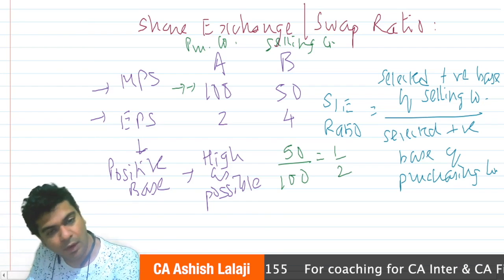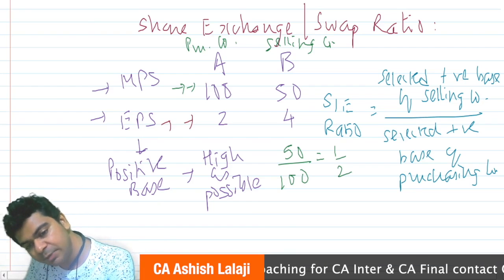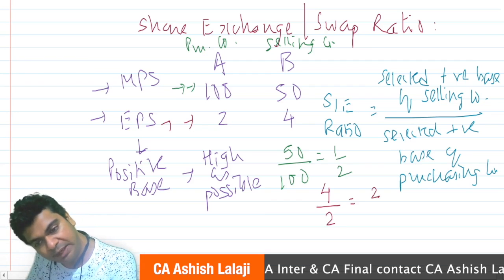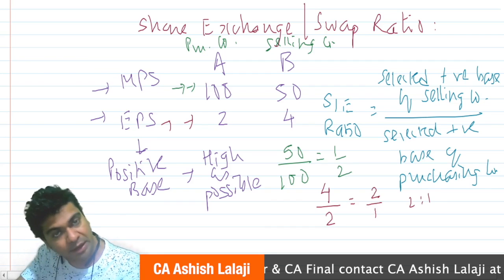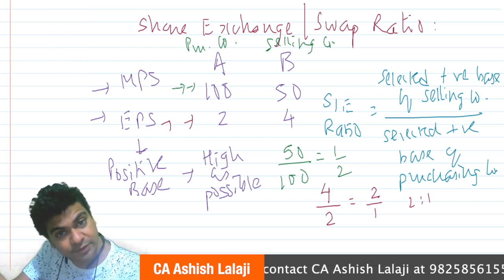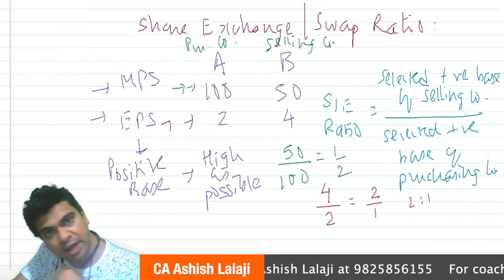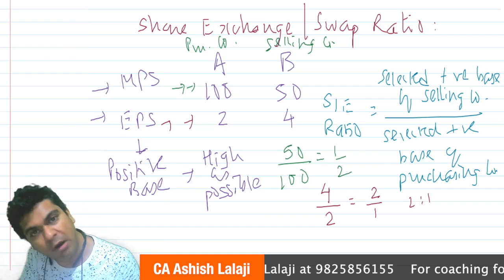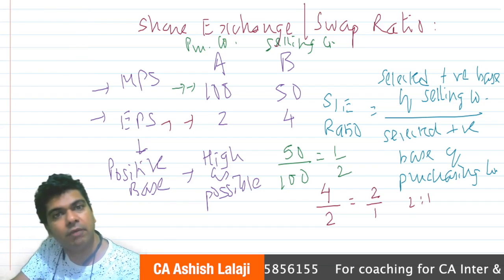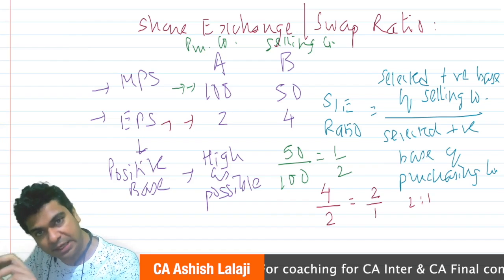Look at the earnings per share. Your company's earnings per share is 4 and mine is 2. So this is now turning out to be 2 by 1, or we can say 2:1. That means for every 1 share in your company, I will give you 2 shares. Your earnings per share is higher. My earnings per share is lower. If you are earning more profit per share, obviously as a purchasing company, I have no problem in giving you more number of shares. I hope you are getting my point, right?